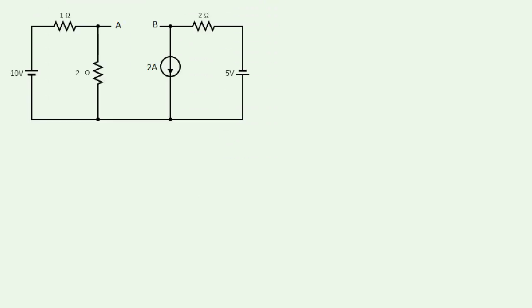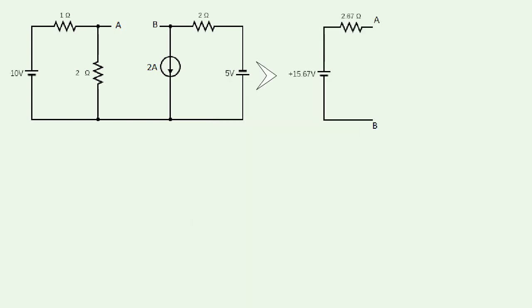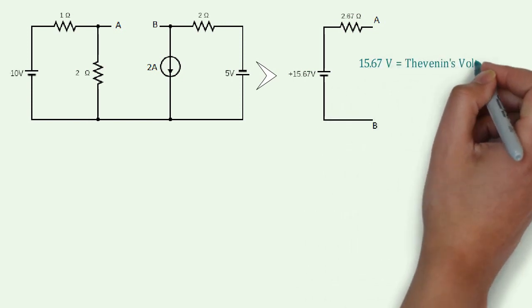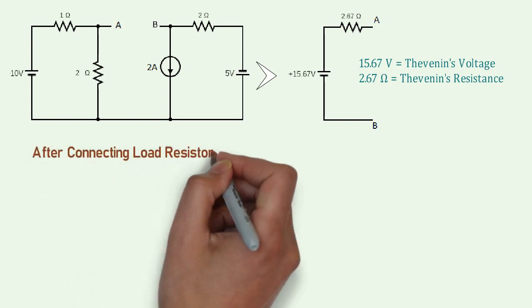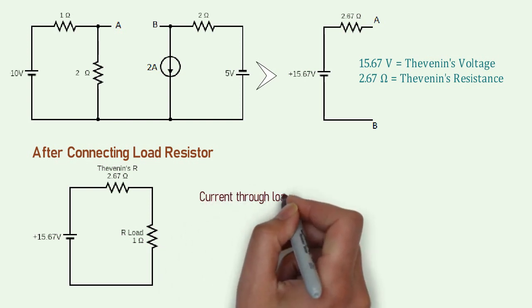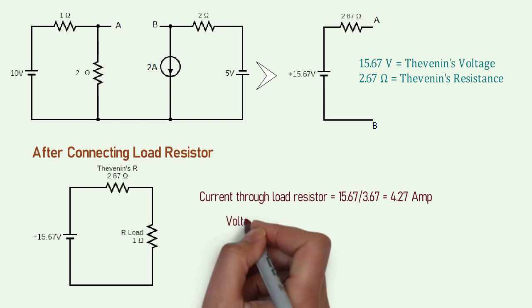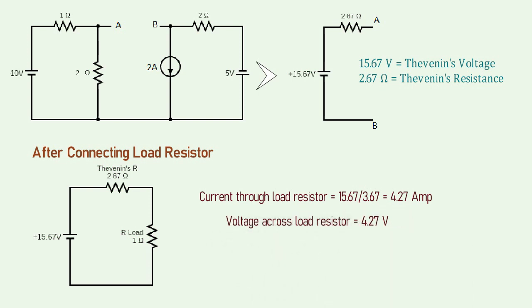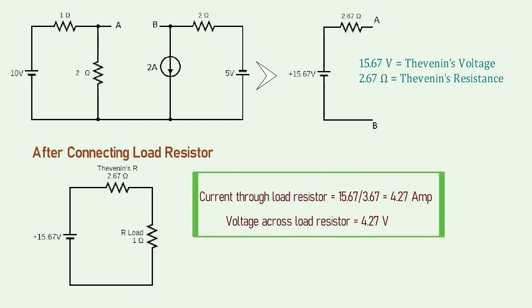Friends, here we can see how the 3-loop circuit is converted into a single loop circuit, with 15.67 volts as Thevenin's voltage and 2.67 ohm as the series Thevenin's resistor. After connecting the load resistor to Thevenin's combination, we can find the current through the 1 ohm resistance and it is 4.27 ampere. The voltage across the load resistor is also 4.27 volts as our load value is 1 ohm.